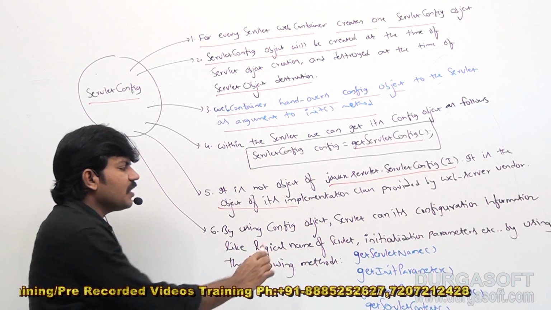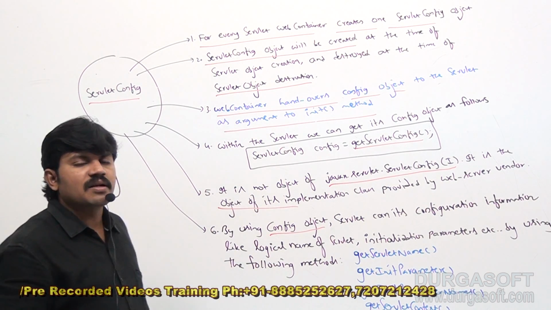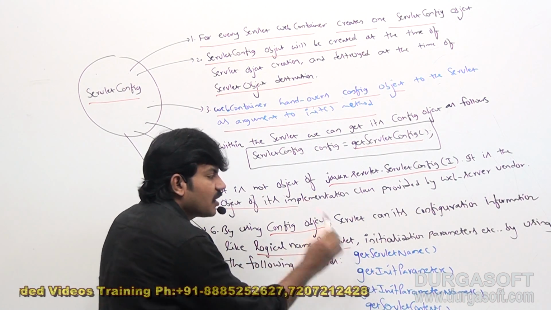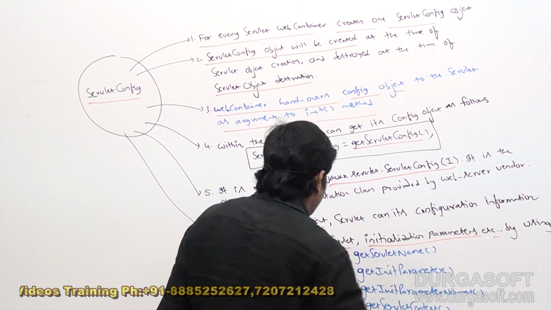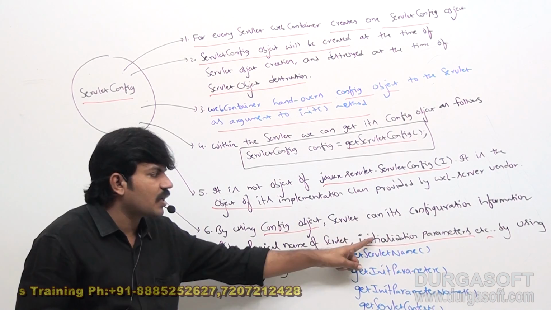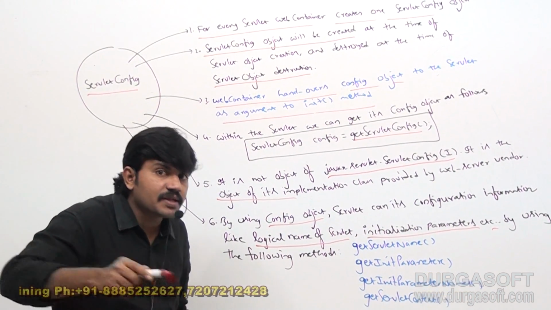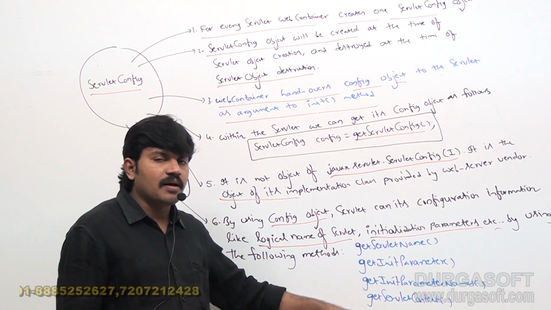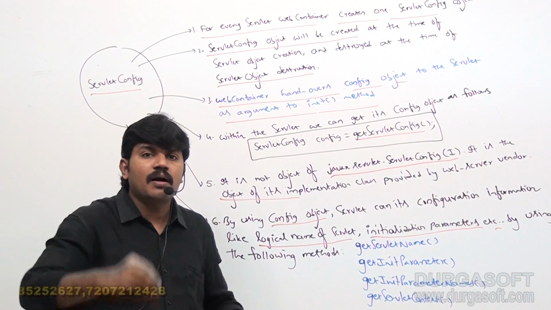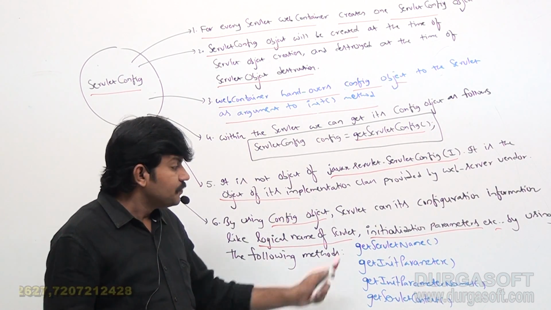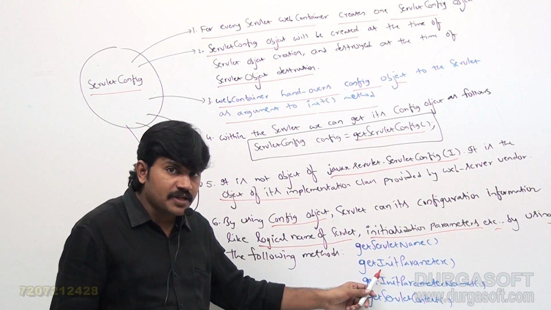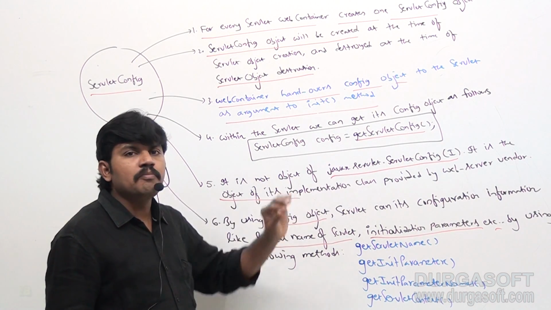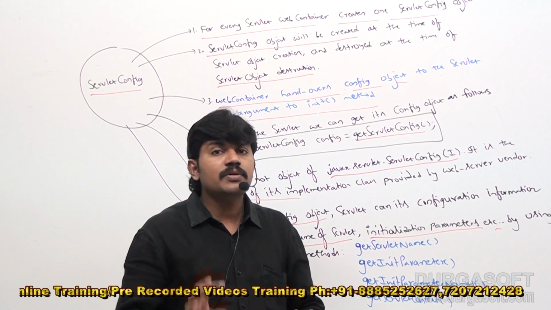Okay, sir, by using the config object, the servlet can get its configuration information. Which is called configuration information, sir? Have you observed? Logical name of servlet, initialization parameters, etc. This is called configuration information. How can the servlet get its configuration information on the config object? Which methods do we have to call? These are the only possible methods you can call on the config object. Only 4 methods: getServletName, getInitParameter, getInitParameterNames, and then what? getServletContext. That's all. So these are the important points you people should be aware of about servlet config.